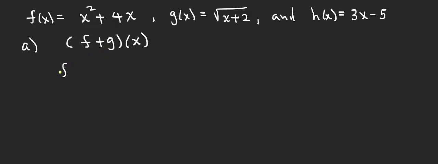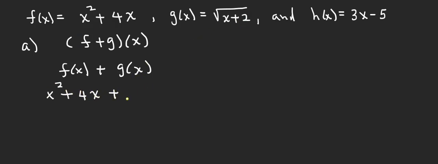This is the same thing as f of x plus g of x. So what is f of x? That's x squared plus 4x. Then plus, what is our g of x? Radical x plus 2. So that is f of x plus g of x.